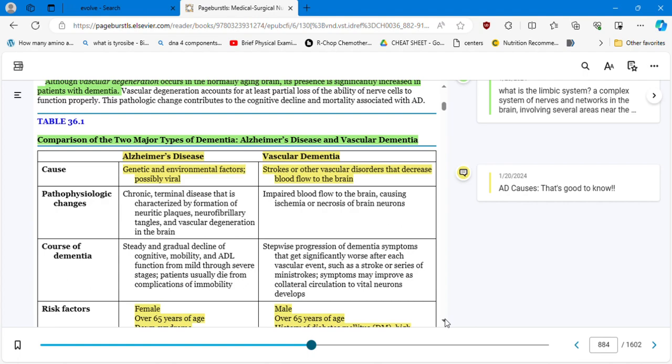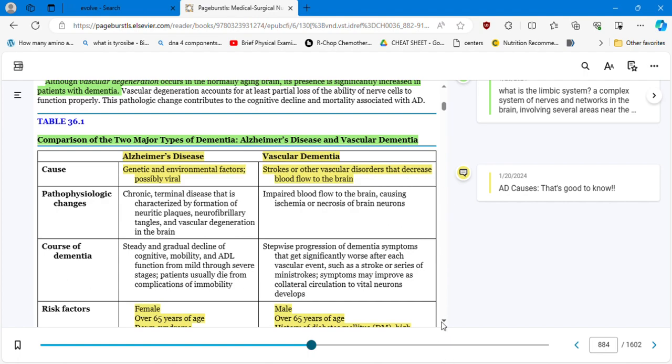So Alzheimer's disease, basically what the theory is telling us, even though the research is focusing on the beta amyloid and the tau, okay, basically the theory is confirming that it's genetic and environmental factors and possible viral factors, okay, for Alzheimer's. While vascular dementia is basically strokes and other vascular disorders that decrease blood flow to the brain.